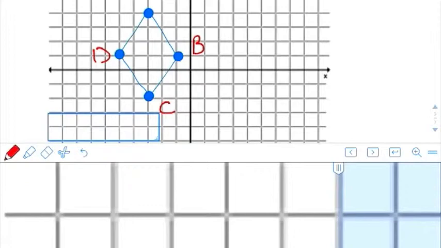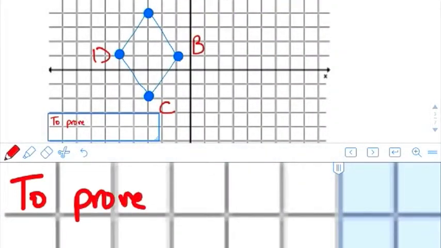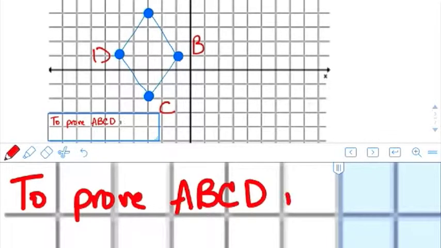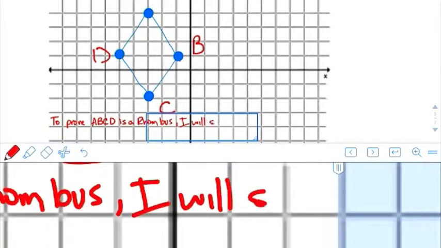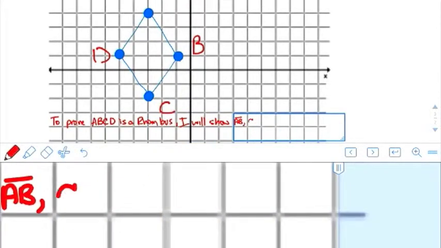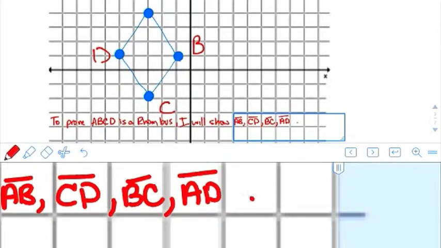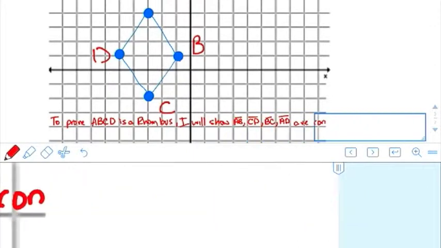So, let's go to a pen. Okay, so to prove ABCD is a rhombus, I will show, and now the labeling part comes in here because we don't have to say this line, that line. We can actually identify the lines. I will show AB, CD, BC, and AD are congruent.